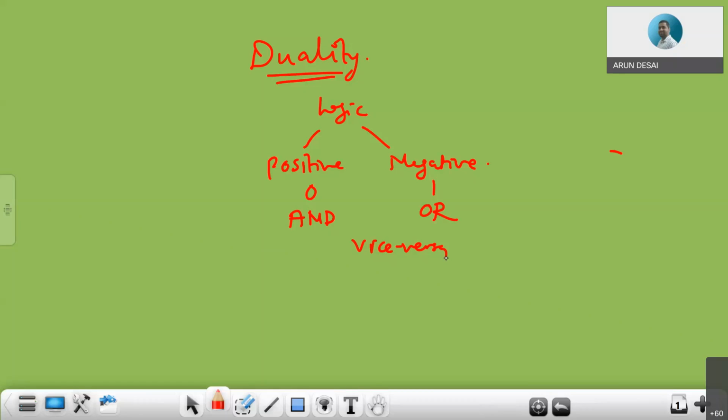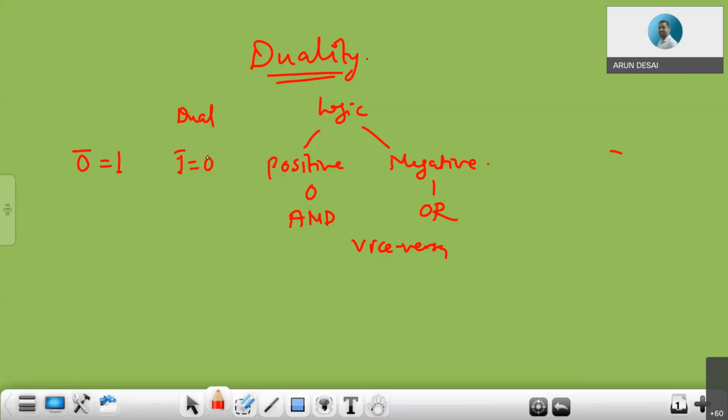So if you change the logic, you need to change the value as well, right? If it is 0 there, then you need to put 1 in negative logic, and also you need to check the gate. If it is an AND gate, then you need to change it to OR. That means if suppose 0's complement is there, then it is treated as 1, right? And what is the dual for this? 1's complement equal to 0.